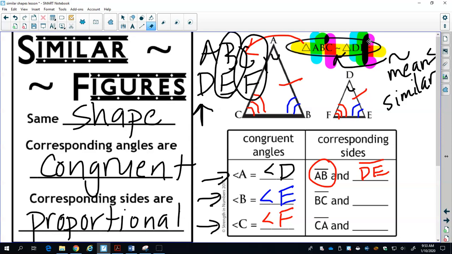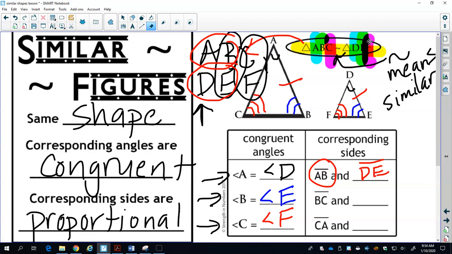I want you to also recognize from the order of the letters. You see how AB, underneath it is DE. So you could also match it up with the letters of the shape as they're given, because they're given in the order of congruence.